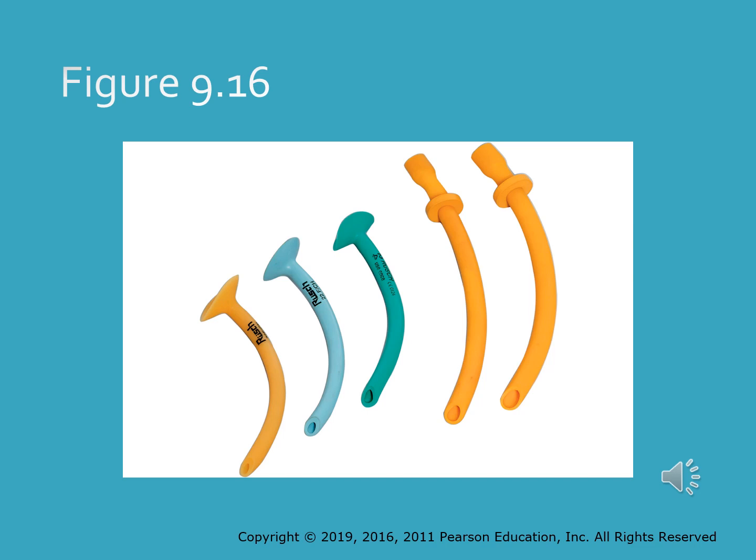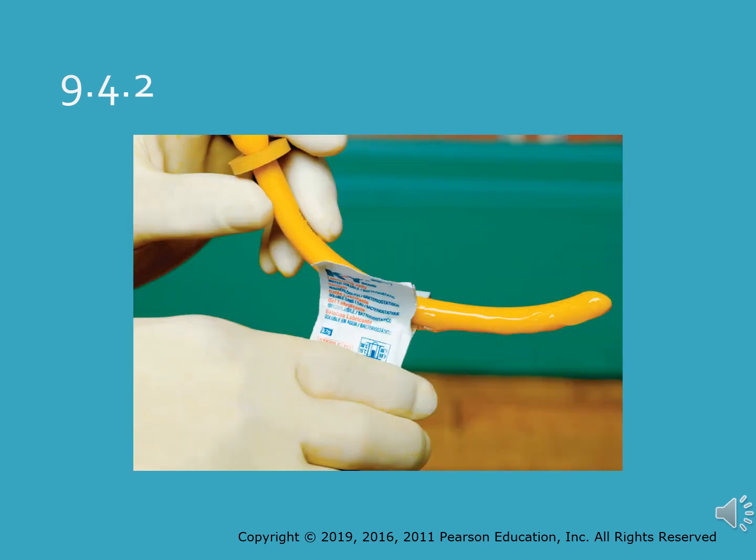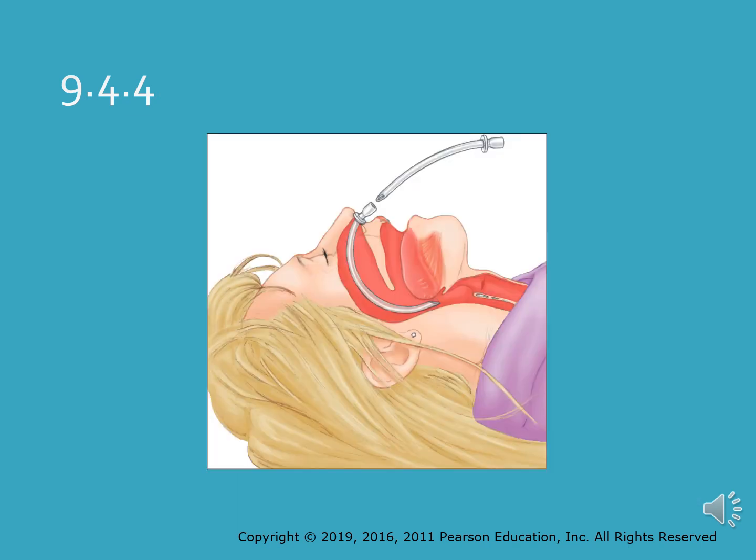Here is various types and sizes of the nasopharyngeal airways, or the NPAs. You want to select the appropriate sized airway for your patient. Next, apply a water-based lubricant before inserting it into the patient's nostril. Gently insert the airway, advancing it until the flange rests against the nostril. And then the nasopharyngeal airway is properly inserted.